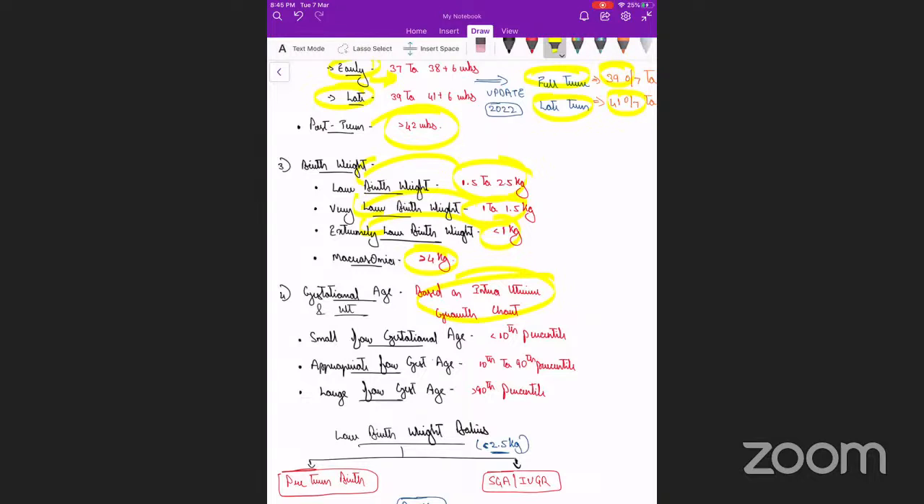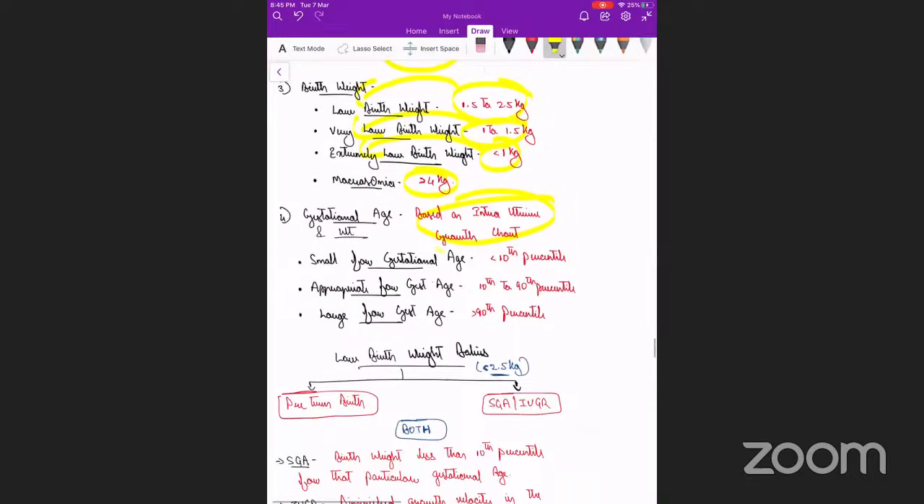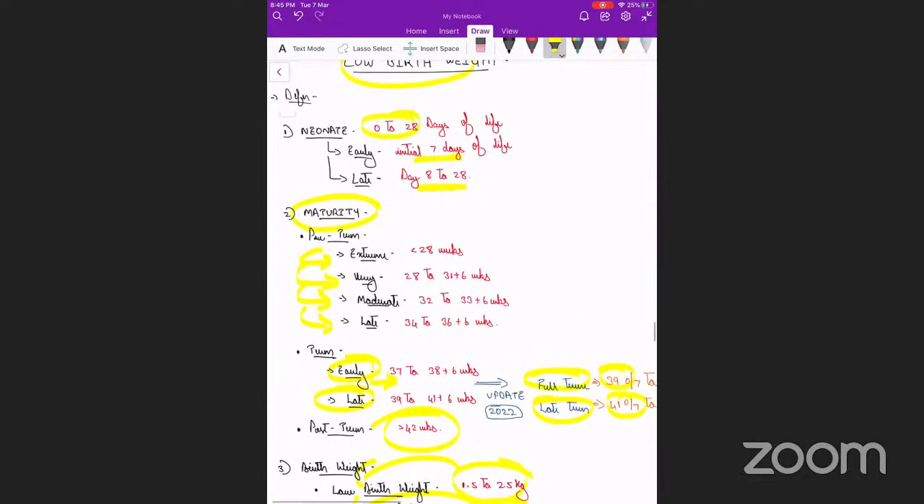Based on the gestational age and weight of the child, like if we have a 34-week baby, for the 34 weeks, whether the baby is having adequate or appropriate birth weight or not. Based on this, we classify babies into small for gestational age, that is less than 10th percentile, appropriate for gestational age between 10th to 90th percentile, and LGA babies, large for gestational age, that is more than 90th percentile.